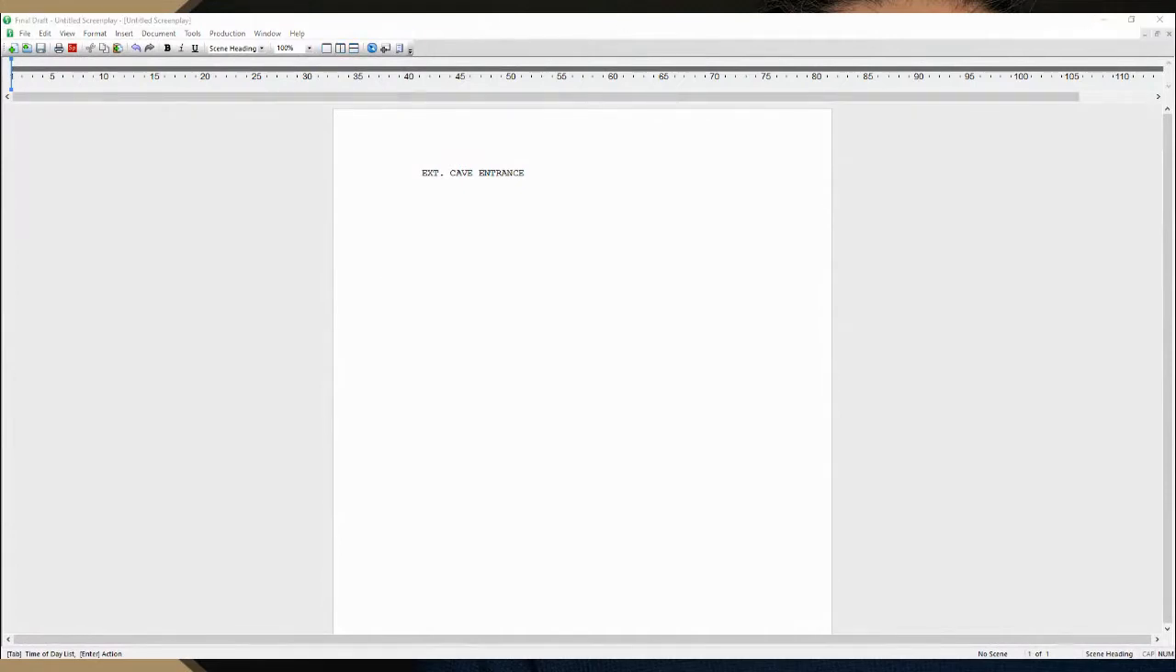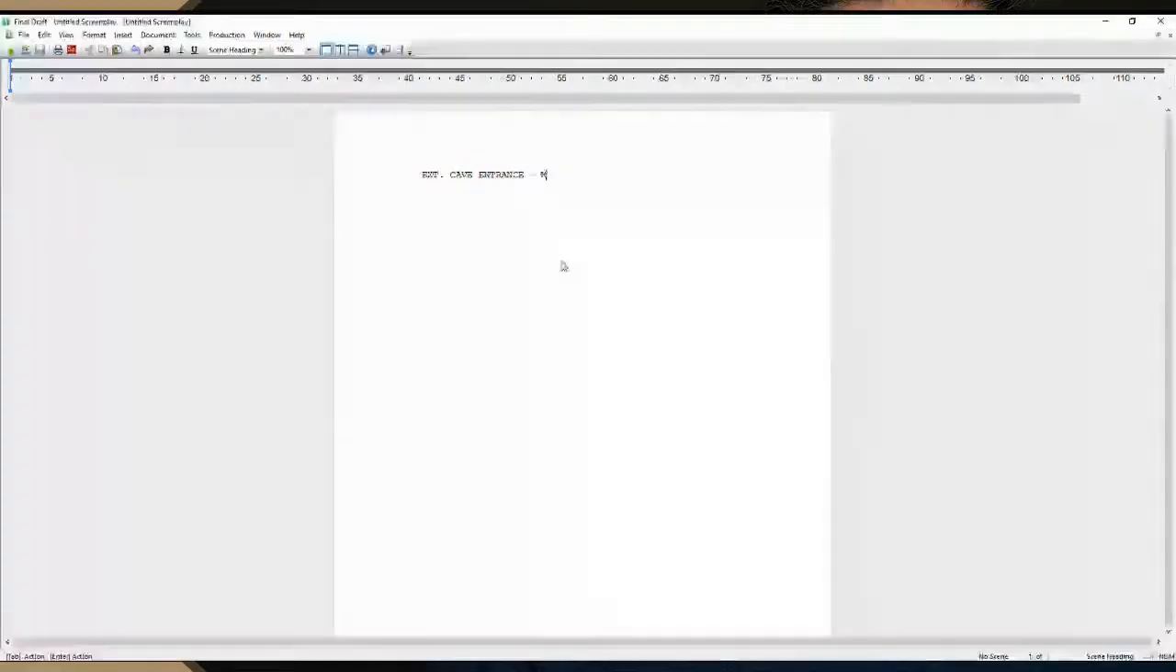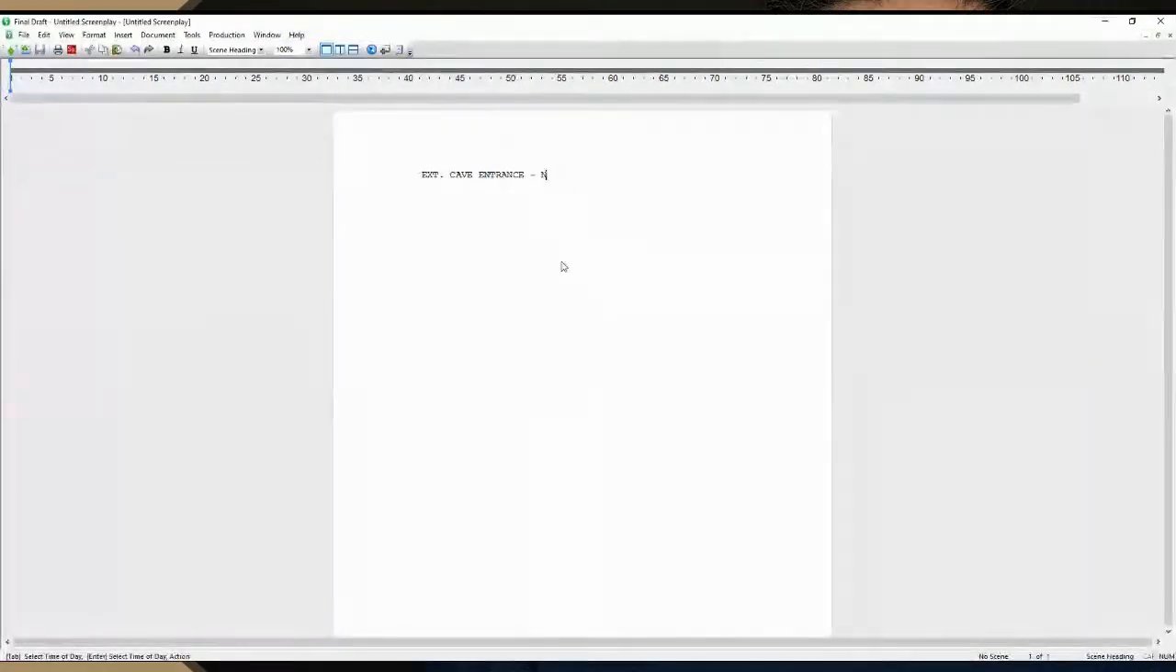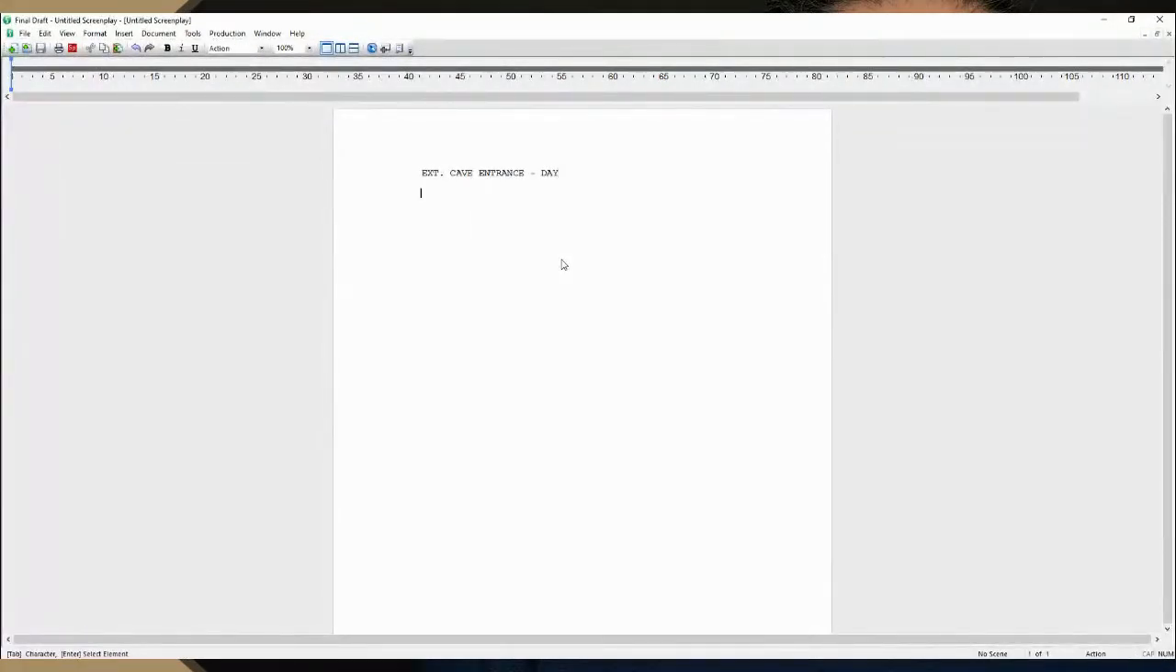Entrance. Oh no, I spelled that right. Cave entrance, right? And maybe it's midday, or let's say it's nighttime. Why not? Or did you say it's night? I think it's day, actually. It's daytime. All right.